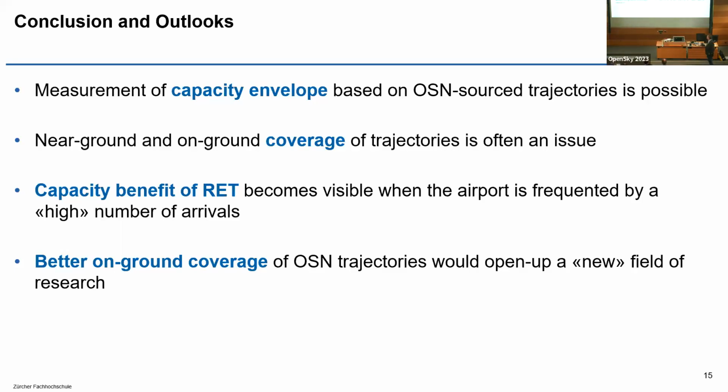But this brings us to the last point on this slide. We can only do that if ground coverage was better. Because there is also a little shortcut mentioned in the literature where you can identify whether an airport is subject to heavy loads or not, which is always when there are queues formed in front of runways, which we cannot detect at the moment.